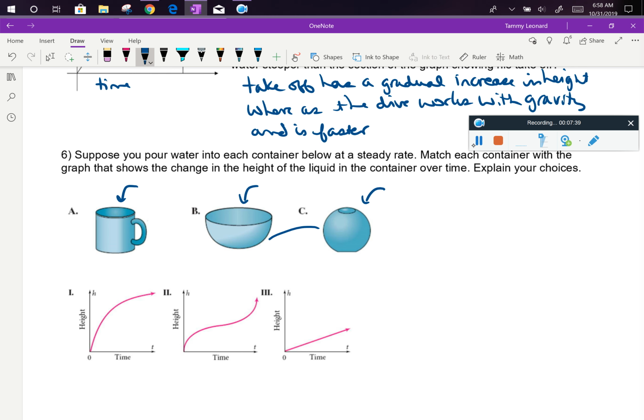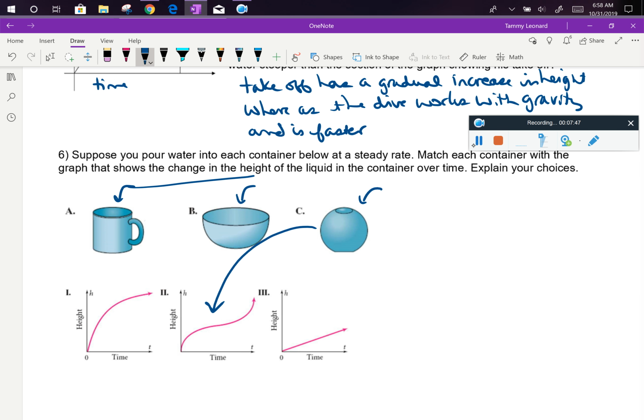So to me, that's almost the easiest graph to match up because it's the graph that has the most change going on. Whereas the mug from the beginning is the graph that has the least amount of change going on. And the bowl is the one that starts quickly and ends up slowly over time.